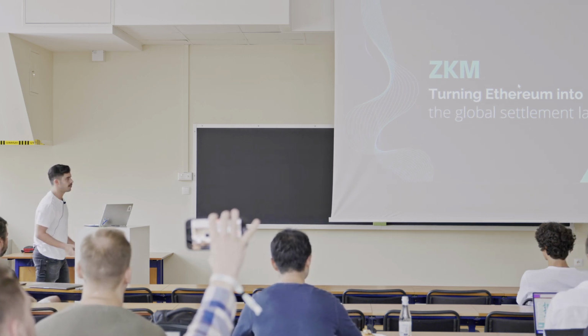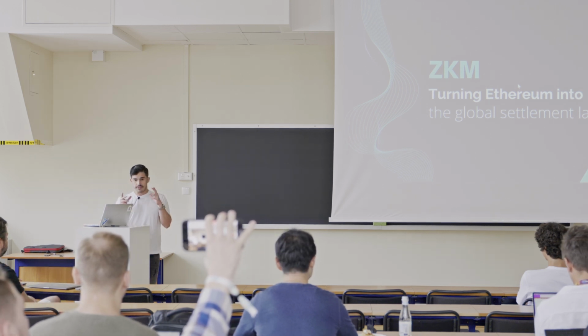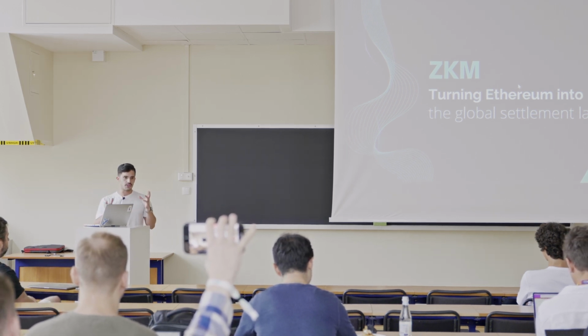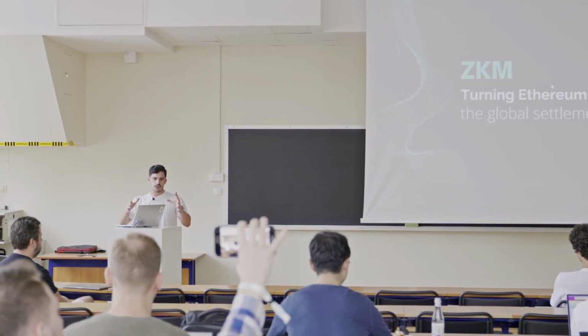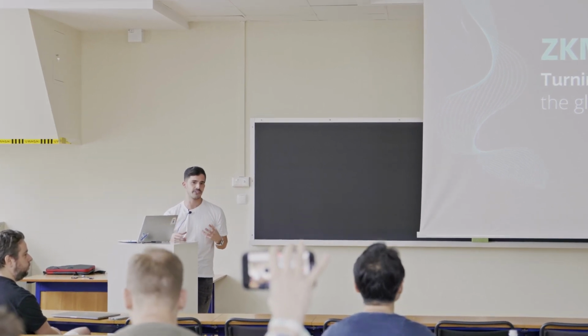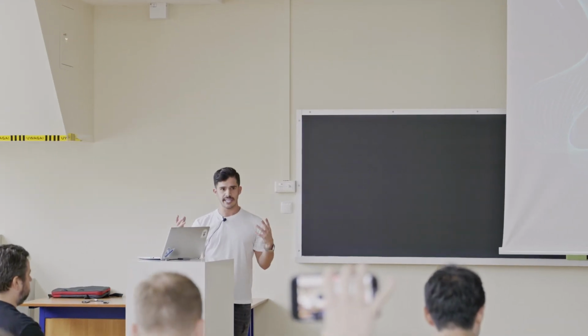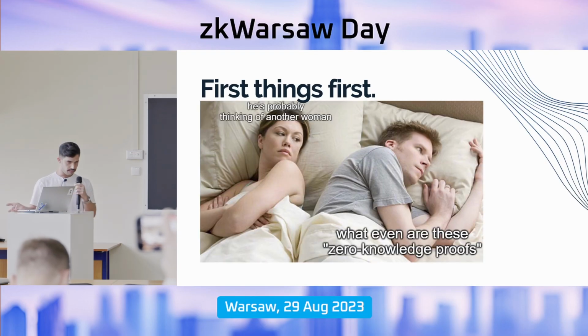Today we're going to talk about a little bit of the basics of zero knowledge proofs and how to turn Ethereum into a global settlement layer. We're not going to delve that much into the detailed technicalities of it, but the general idea and how we can turn it into this global settlement layer. So first things first, what even are these zero knowledge proofs?